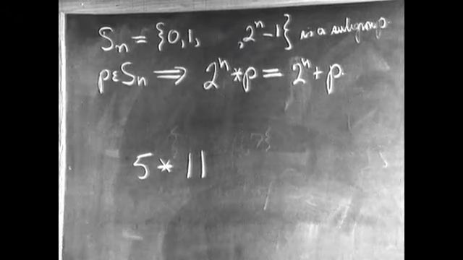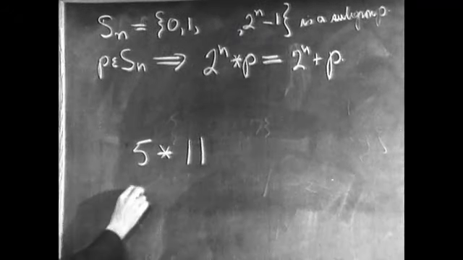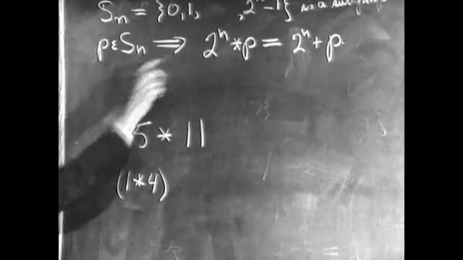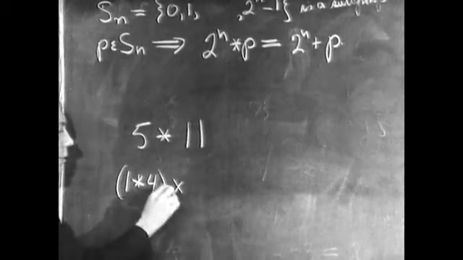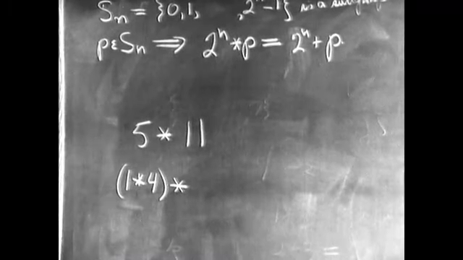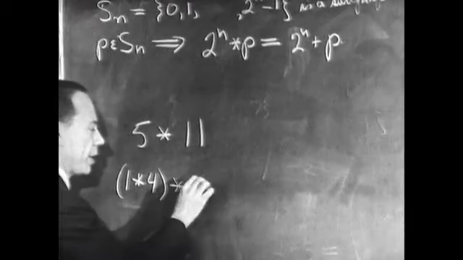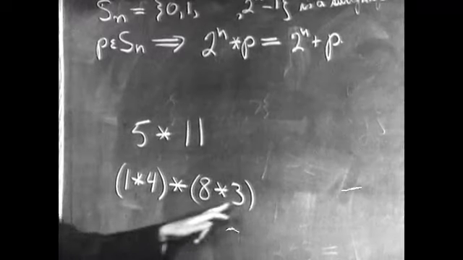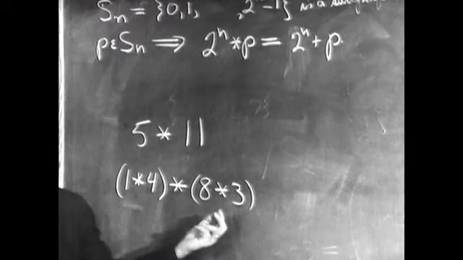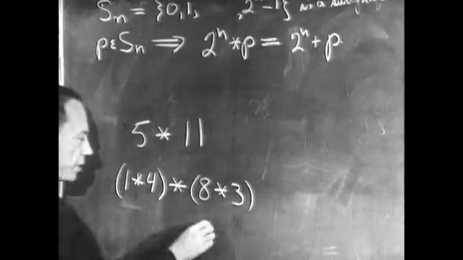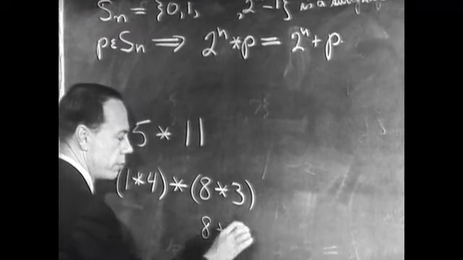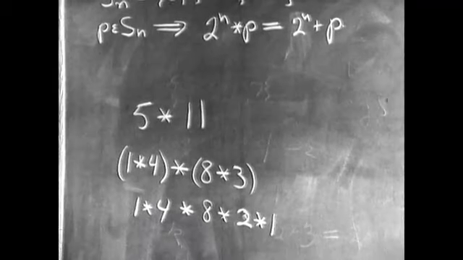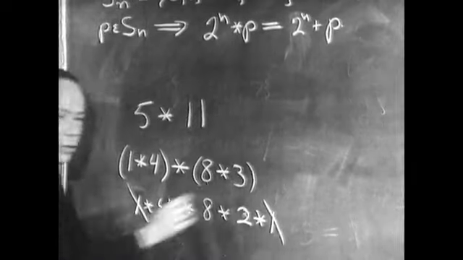5 star 11. First, I note that 5 is 4 plus 1, so I write that as 1 star 4, using this result here. And then I note that 11 is 3 plus 8. And again, I have a number smaller than the power of 2, so I can write that as 8 star 3, like that. And now I apply this result again. 3 can be represented as the power of 2 plus a smaller number, which means that it's 8 star 2 star 1 star 1 star 4. And now the 1's cancel because every element is of order 2.